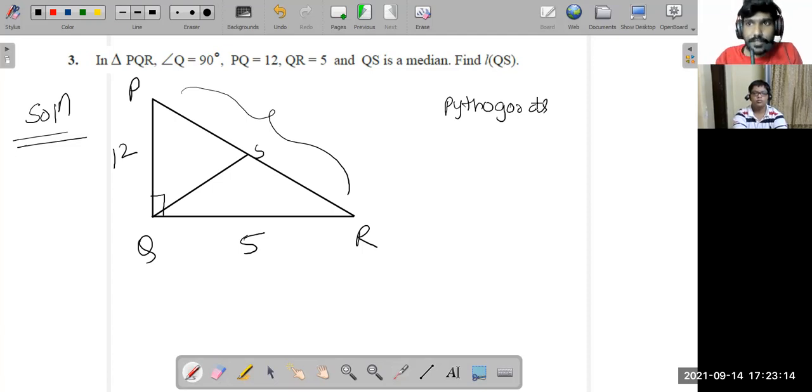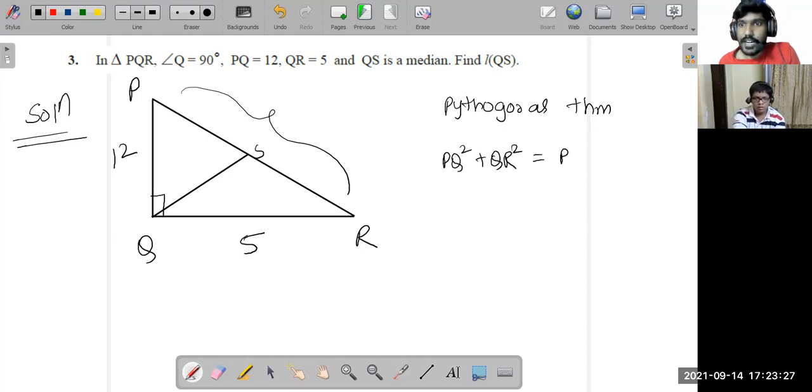Pythagoras theorem says side 1 square plus side 2 square is equal to hypotenuse square. So side 1 PQ square plus QR square equal to PR square. Understood right now? Can you complete this and tell me what is PR?